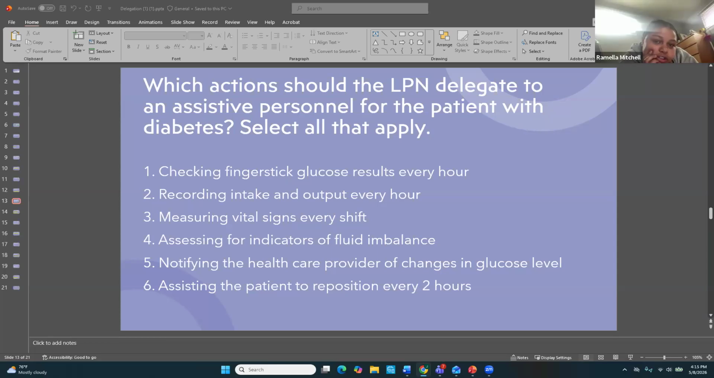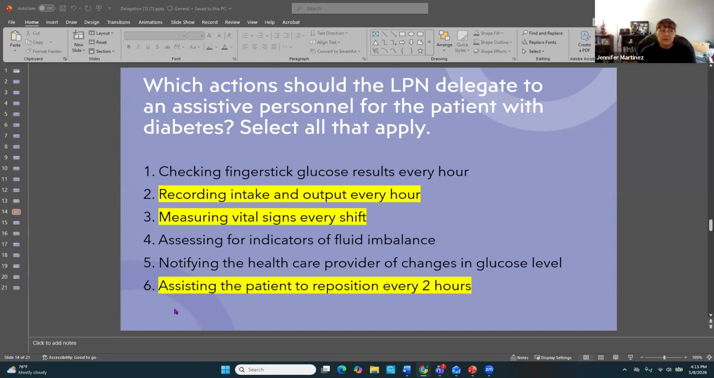1, 2, 3, and 6. Okay. 2, 3, and 6. We've got a bunch. All right, so 2, 3, and 6. Absolutely. So recording I&O every hour, measuring those vital signs, and assisting them to reposition every 2 hours. Absolutely. They can't assess, right? And they're not going to call the healthcare provider.